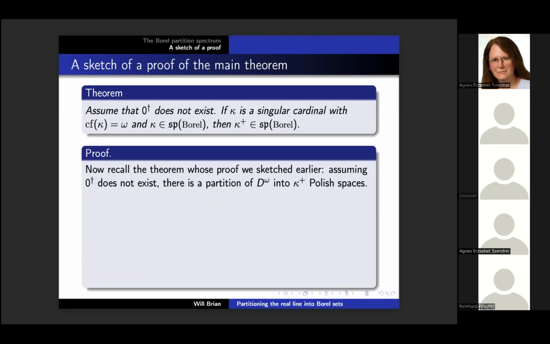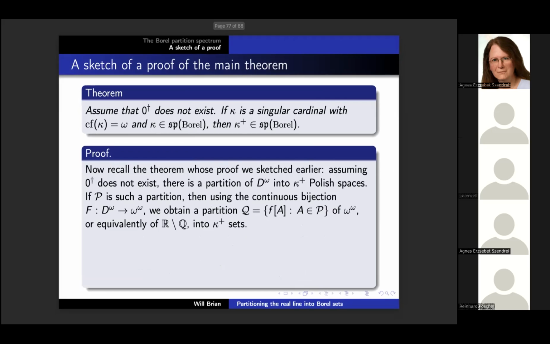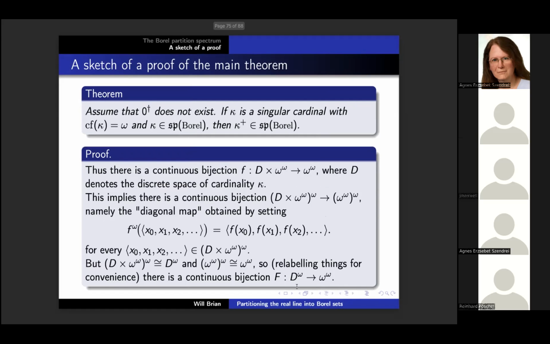So let me remind you what it said, right? It said, assuming zero dagger does not exist, then we can partition that space D to the omega into kappa plus Polish spaces. So that's what we're going to do. I guess I don't actually say that's what we're doing. But back to this slide here.